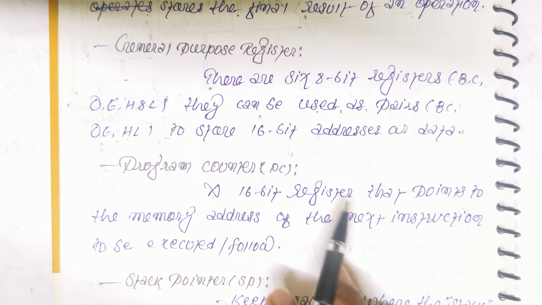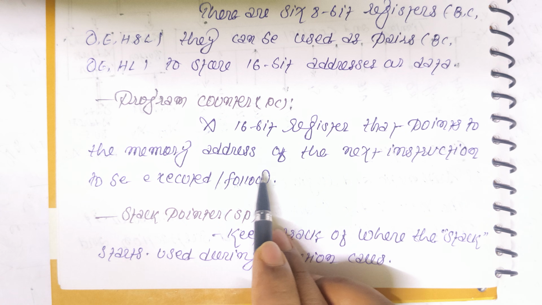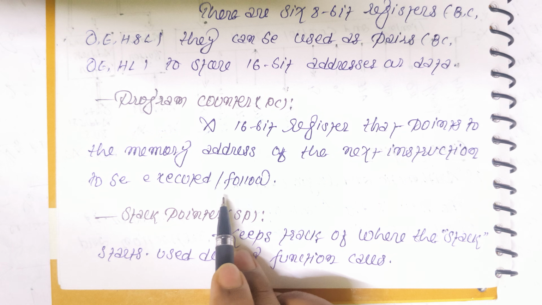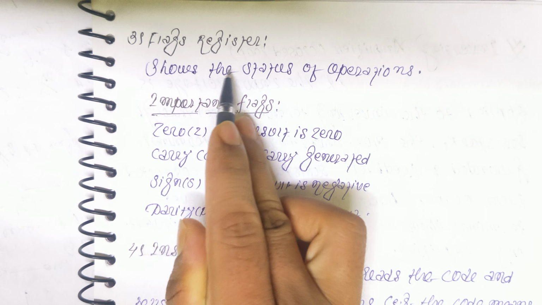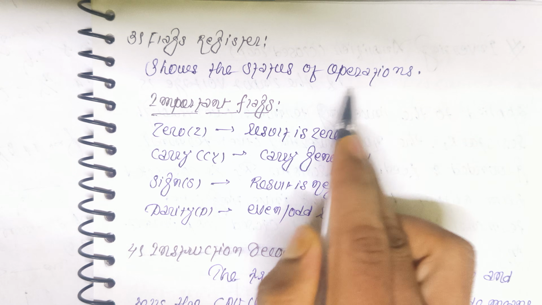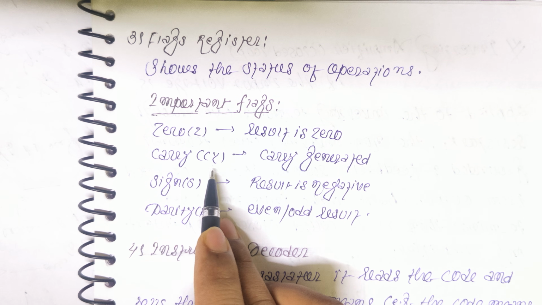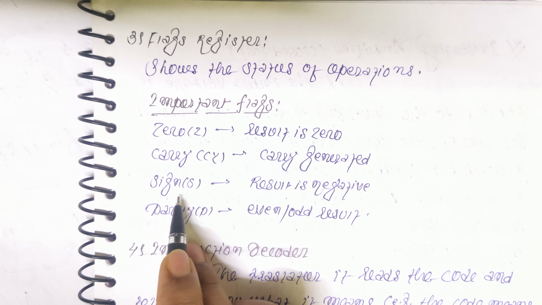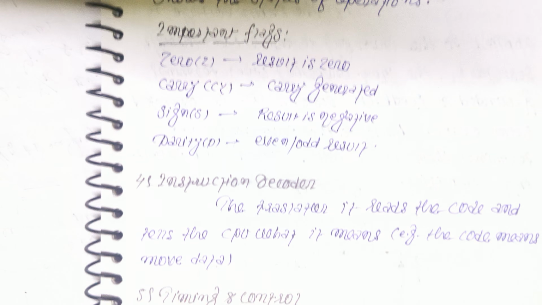Program counter, PC. A 16-bit register that points to the memory address of the next instruction to be executed. Next, friends, the stack pointer, SP, keeps track of where the stack starts during function calls. And third, the flags register shows the status of operations. Important flags: Z, result is 0; carry C, carry generated; sign S, result is negative; parity P, even or odd result.